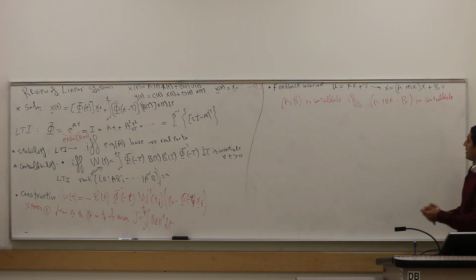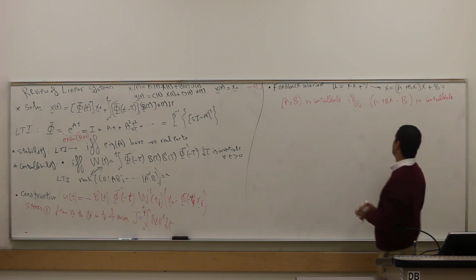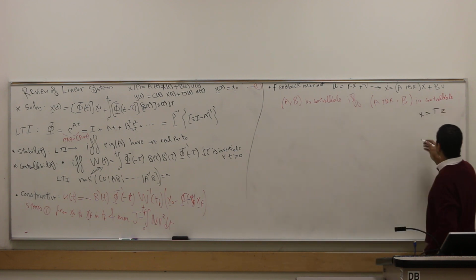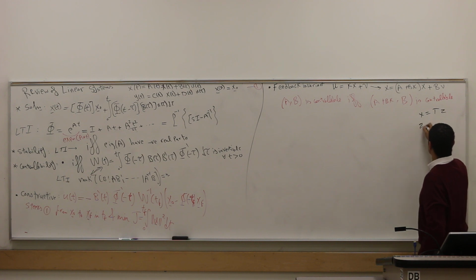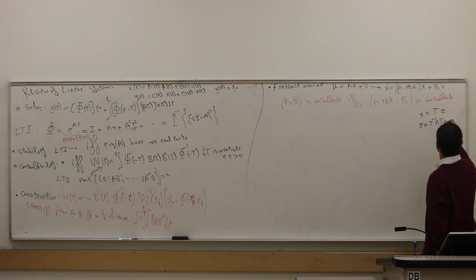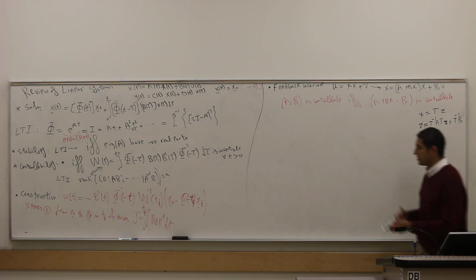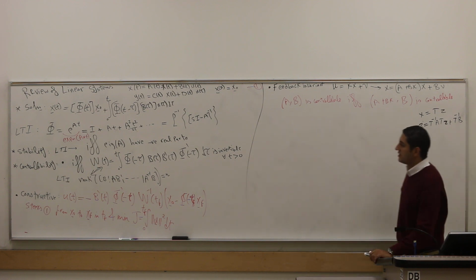And the same for invertible transformations. If you define, say, x equals Tz, so your new system is z dot is T inverse AT z plus T inverse B, right? The pair A and B is controllable if and only if T inverse AT and T inverse B is controllable for any invertible transformation T. So it's feedback invariant, which should be the case, right?